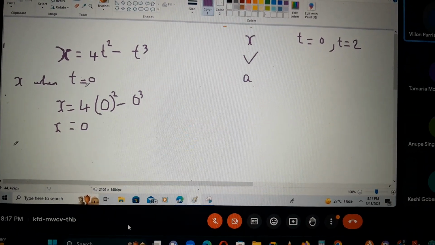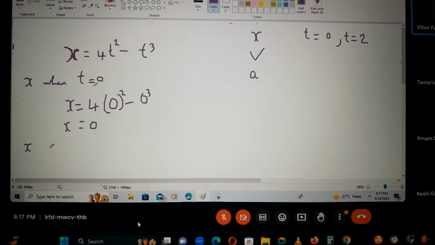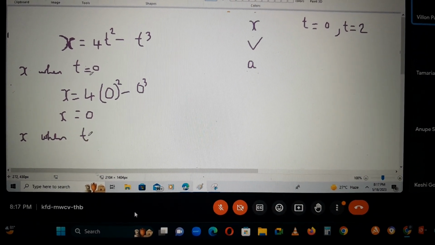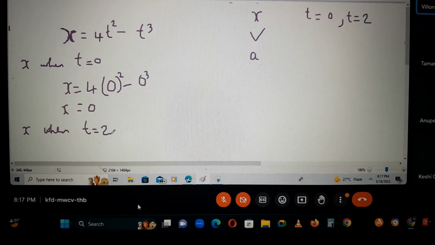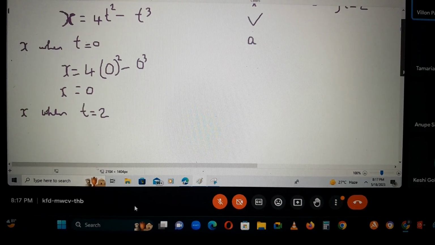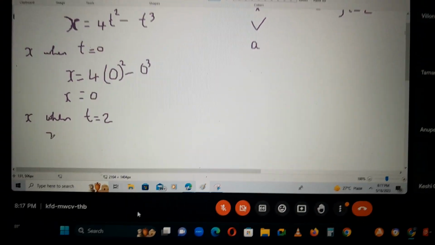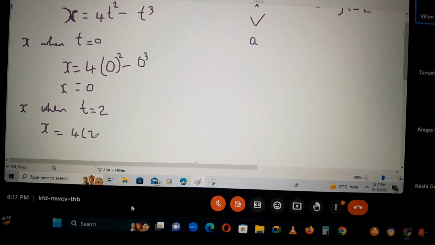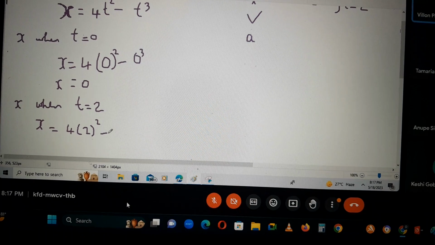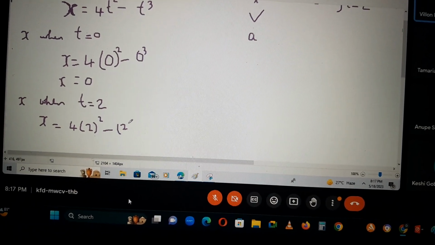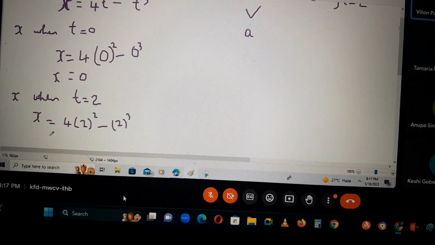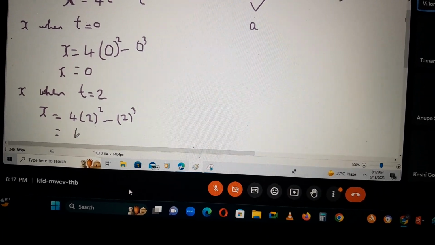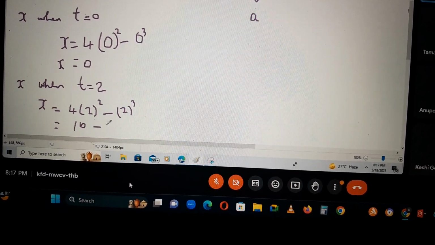What about the displacement when time is equal to 2? X when time is 2. What do we do here? Same, you substitute. Very good. So it will be 4 times 2 squared minus 2 cubed. So 2 squared would give you 4, 4 times 4 is 16, minus 2 cubed is 8.